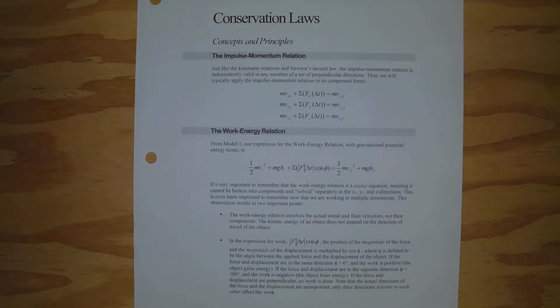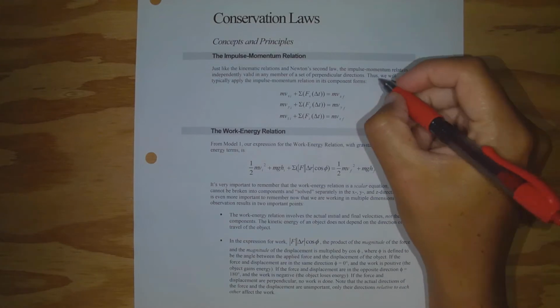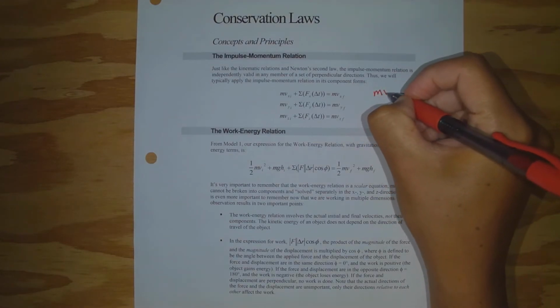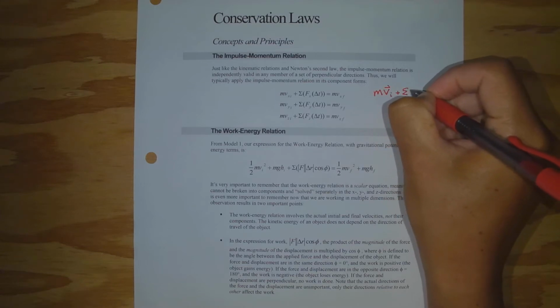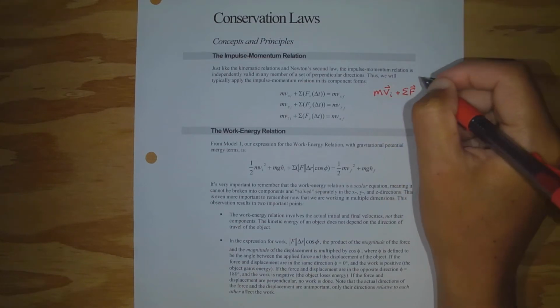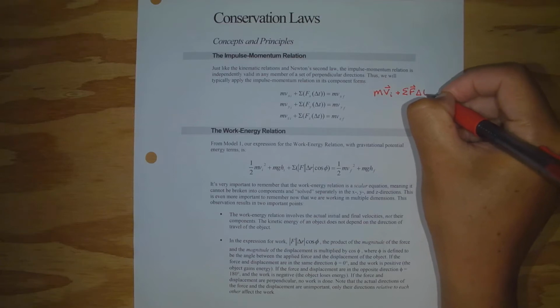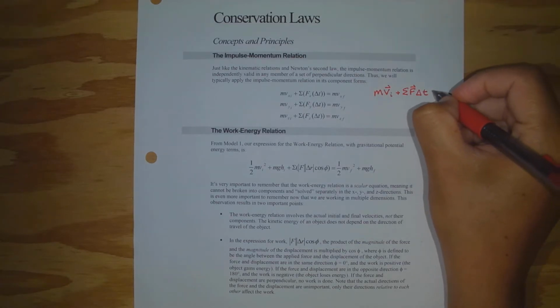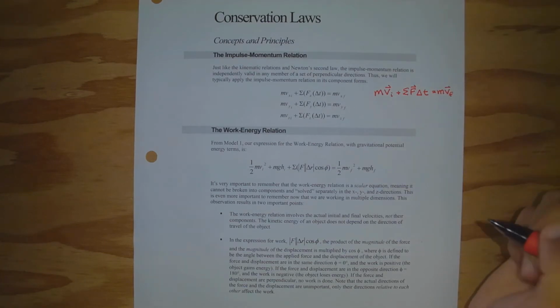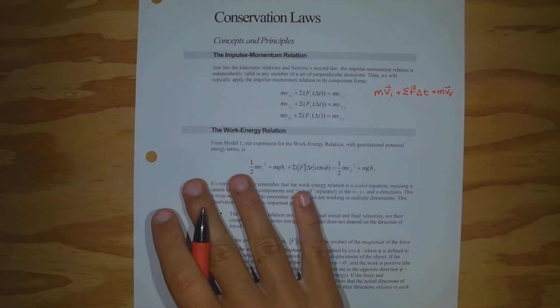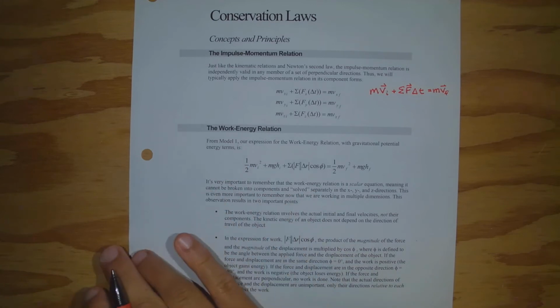We are now ready to begin the conservation law section. There isn't a whole lot that is different in Model 2. Back in Model 1 for the impulse-momentum relationship, we had mv initial plus the sum of the forces times delta t is equal to mv final. This relationship you can derive Newton's second law from.